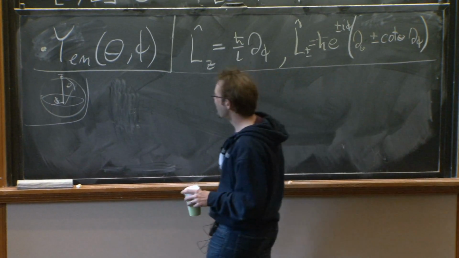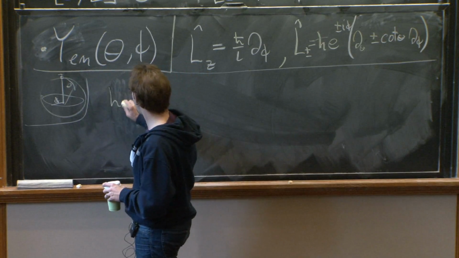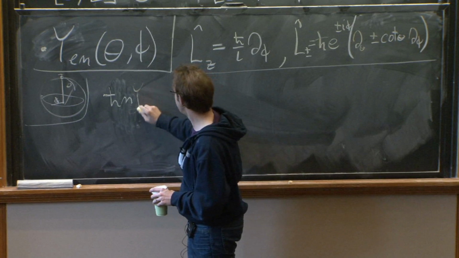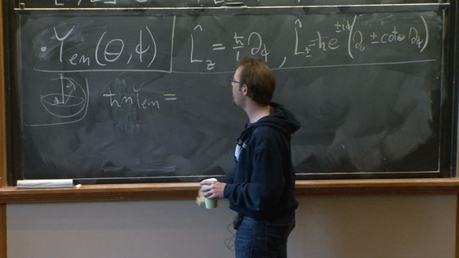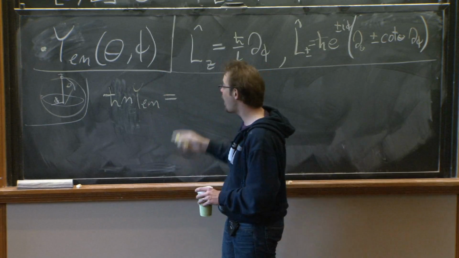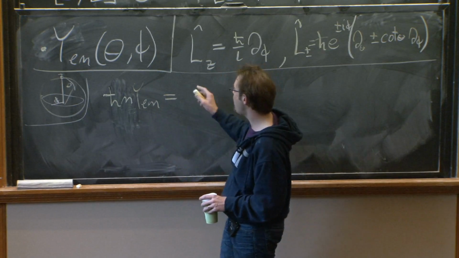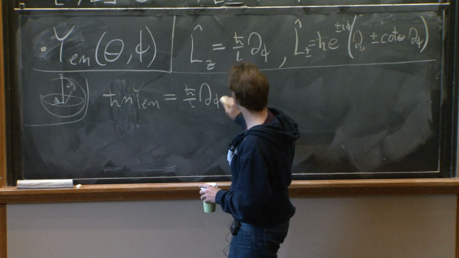It's usually the other. OK, so Lz acting on Y_lm gives me ħm acting on Y_lm. But that's what I get when I act with Lz, so let's just write out the differential equation. So ħm Y_lm, where m is an integer or a half integer, depending on whether l is an integer or a half integer, is equal to ħ upon i d/dφ of Y_lm.